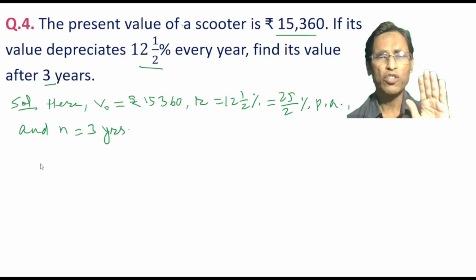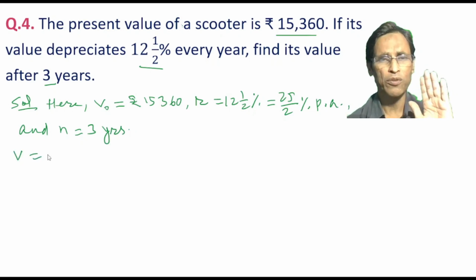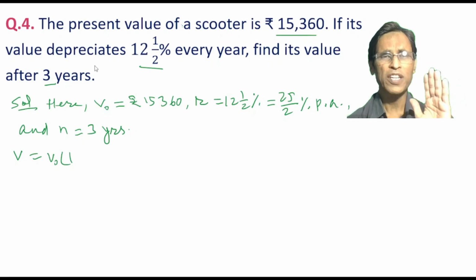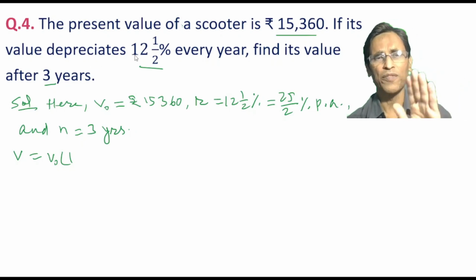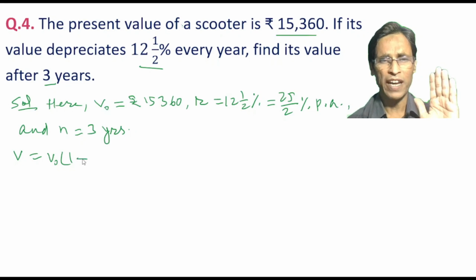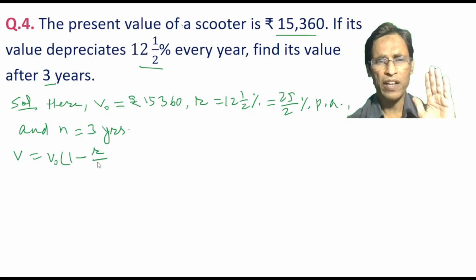Therefore, we proceed to find the final value of the scooter after 3 years. V equals V0 times 1, and after this there will be a plus sign or a minus sign. This depends on whether the question gives a rate of depreciation or a rate of increment. Clearly it is the rate of depreciation, so it will be the sign of minus. And now 1 minus r by 100 to the power n.